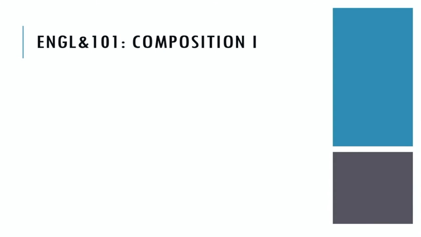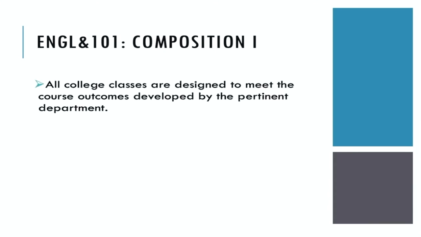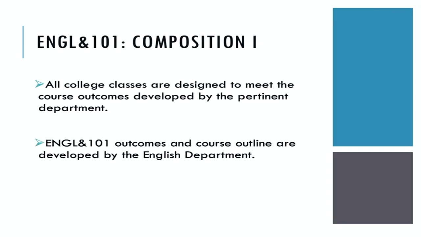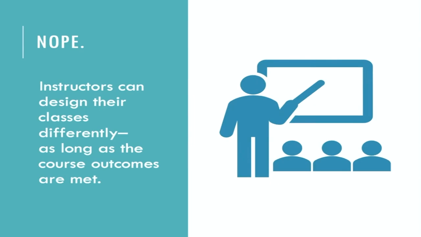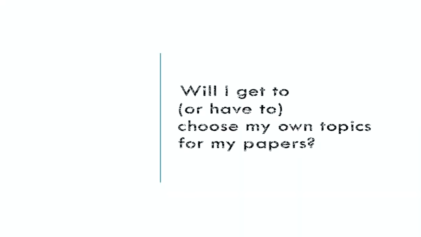English 101 is also known as Composition 1. Like all college classes, it's designed by the department, in this case the English department, to meet course outcomes that have been developed in accordance with current best practices and for effective transfer. So, does that mean that all English 101 classes are exactly the same? Nope. Instructors design their classes differently, but all sections of a course must meet the course outcomes.